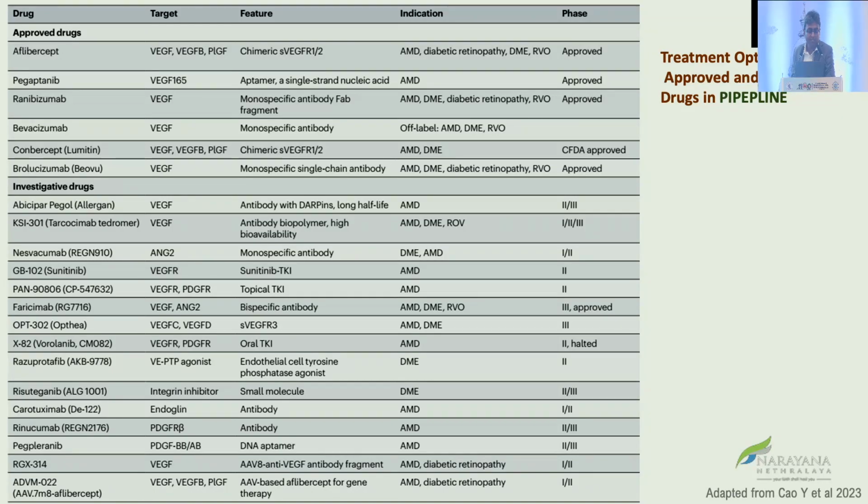So these are the ones which are approved drugs. These are under research. You can see many are in phase 2, phase 3 studies, and most of them target VEGF, some target Ang2, and there are other molecules also that are being targeted. So ultimately, the reliability and the end product is what is important.